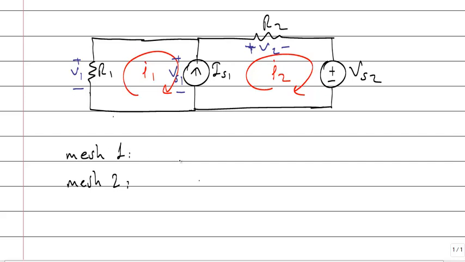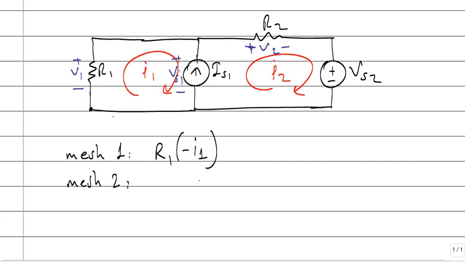Okay, let's write the two mesh equations. Start from the left bottom. There is a voltage increase, so I will say plus V1. What's V1? V1 is resistance times current. What's the mesh current entering from the positive side of V1? Minus I1. I1 is the current of that resistor, but I need the current entering from the positive, so minus I1.